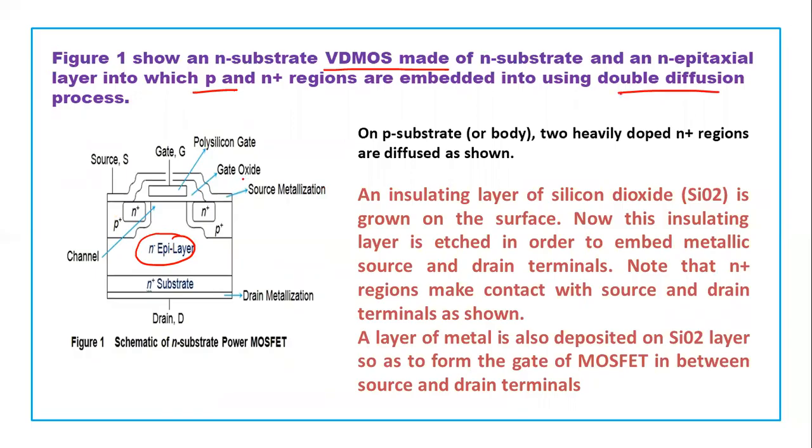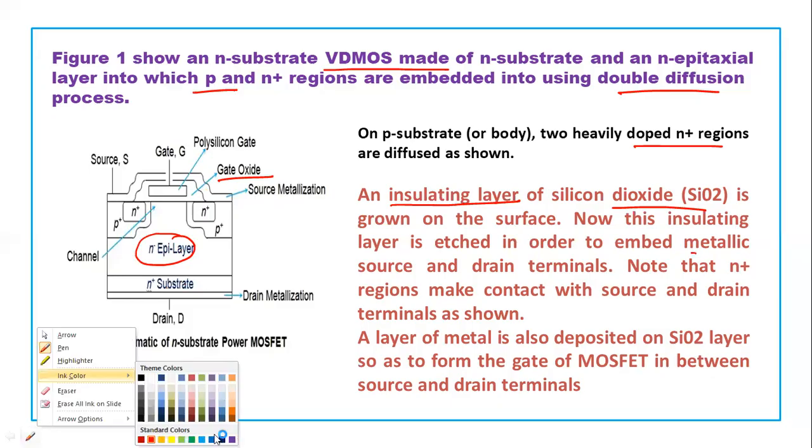So basically the structure will be on a P substrate. On the P substrate, two heavily doped N plus regions will be there, and then the P substrate in turn will be on the epitaxial layer, and then we have the N plus substrate. Then we also have an insulating layer of silicon dioxide, SiO2, drawn on the surface. This is the gate oxide, and this insulating layer is embedded with metallic source and drain.